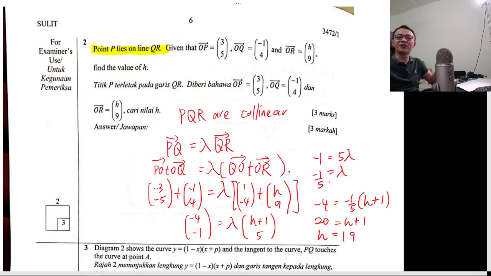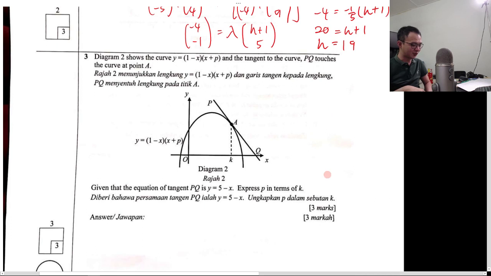Because the three points actually lie on the same straight line, right? So this explains why they are collinear. Okay, so I move on to the next one.